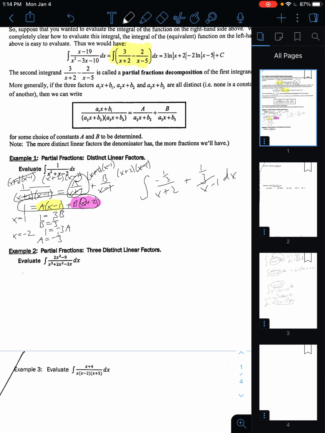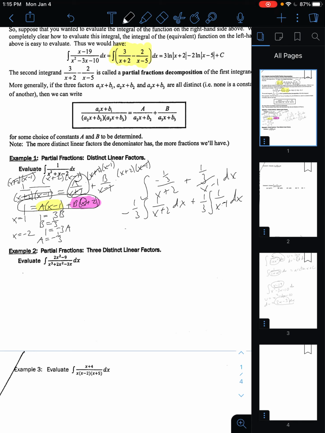And if you want to think about this, I know this looks really, really gross. And so a different way that you could think about this, instead of looking like this, maybe this will help, is pull those constants out in front of the integrals. Like, I basically have negative 1/3 times the integral of 1 over x plus 2 plus, and then let's say I pull 1/3 out in front of the second fraction. And now I'm just integrating each of these.